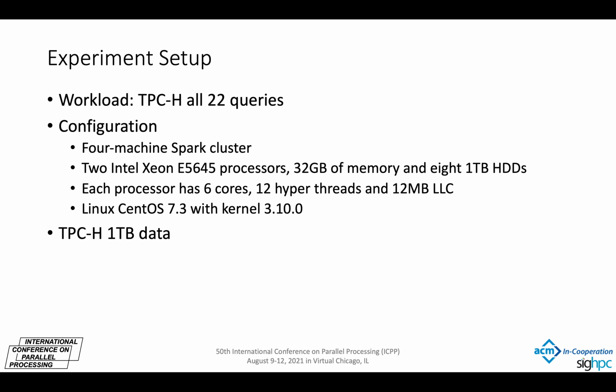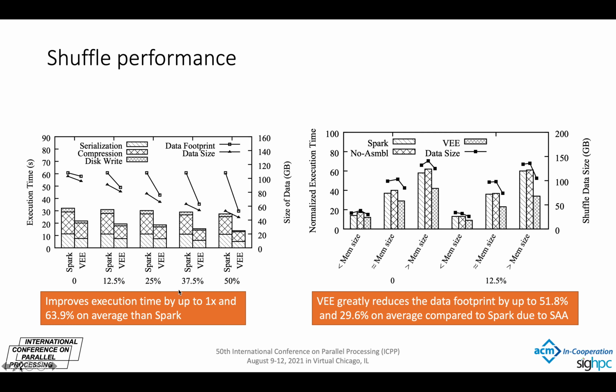Then we come to our experiment part. We are evaluating our work using the TPC-H 22 queries on a 4-machine Spark cluster with 1 TB data. First of all, we can see that the shuffle performance improves execution time by up to 1 times and 64% on average over Spark. And also we greatly reduce the data footprint by up to 51% and 29% on average compared to Spark due to serialization-aware assembling.